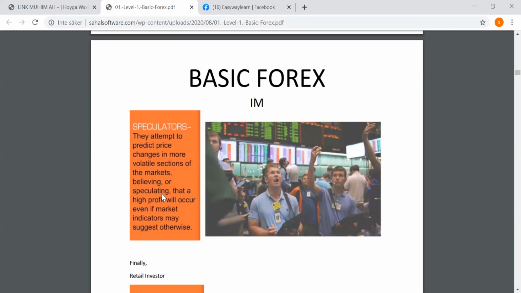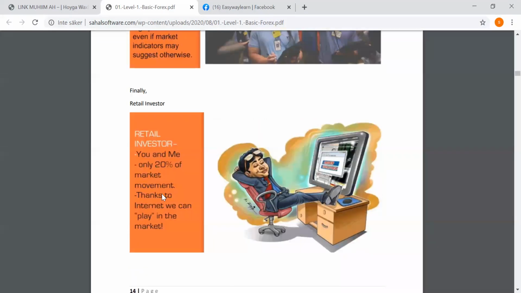Here comes the guy who's relaxing, and that is us, the retail investors. We are only 20% of the market. We don't have a big share in the market. The other 80% is the other big players. So here we are, relaxing, sitting, seeing the charts, and then attacking the market. Those are retail traders.